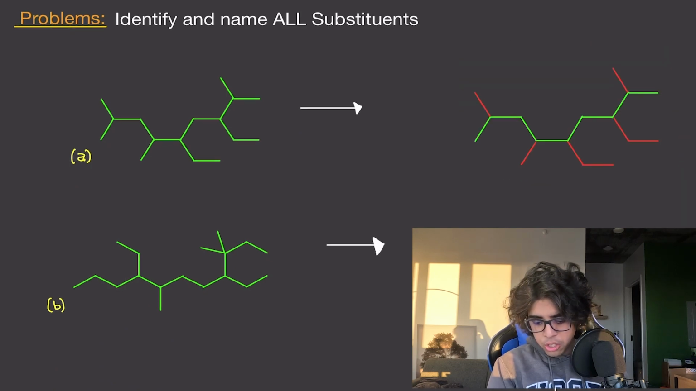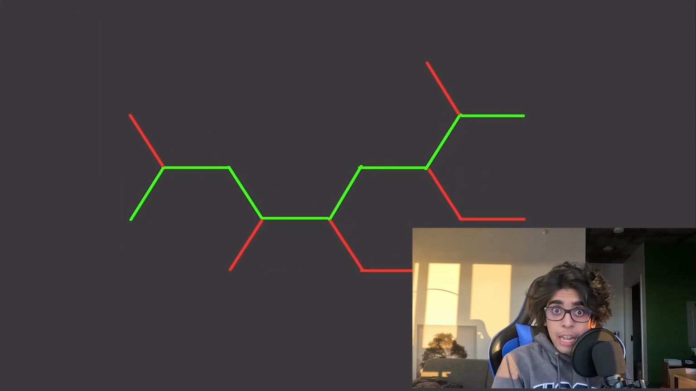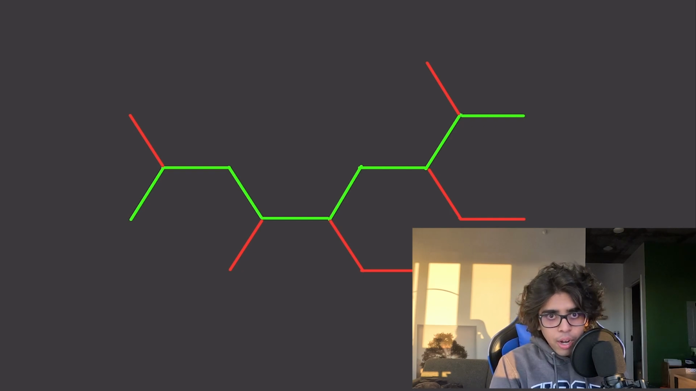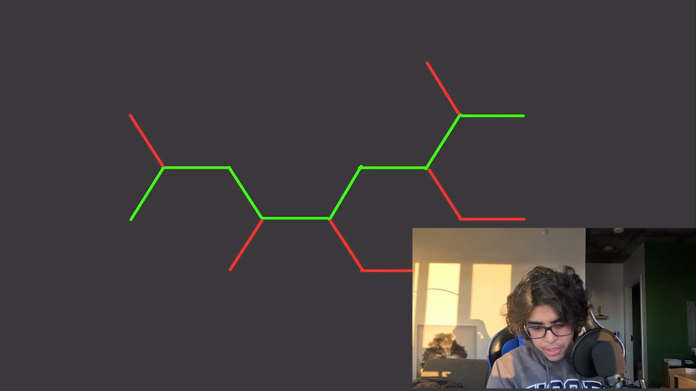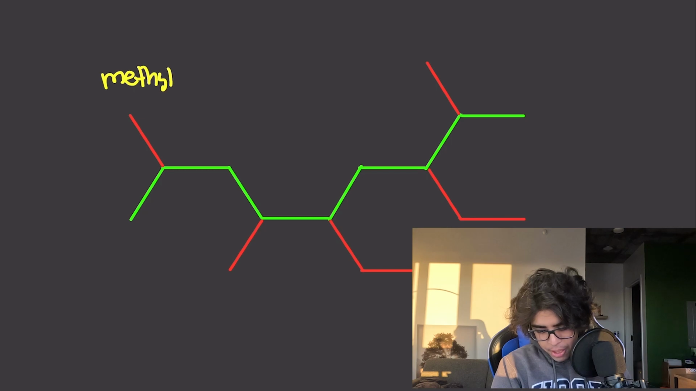Okay, so the green is the parent chain. The reds are what's left, that's not included in the parent chain. And those are the side chains. The first side chain here is this. It's only comprised of 1 carbon atom. So this is immediately a methyl group. You should know. This would also be a methyl group.